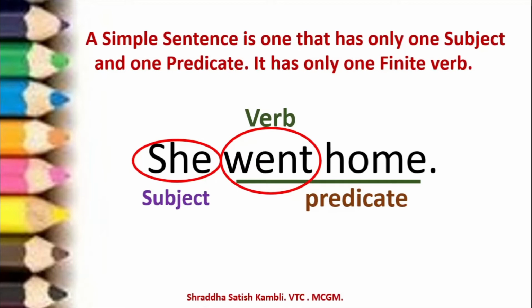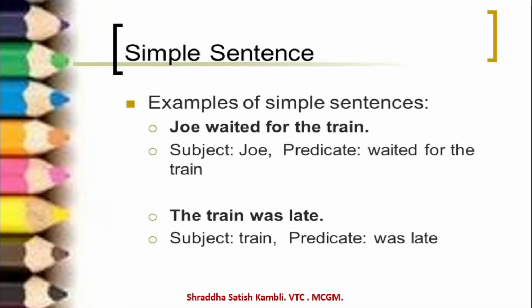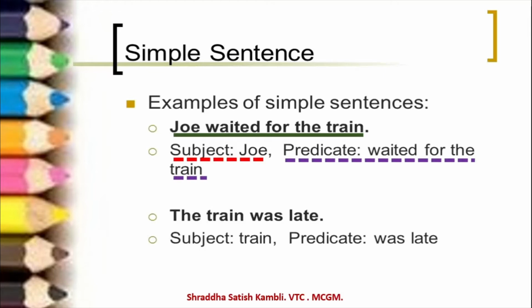See, it has got one subject and it has got one predicate. And it has got only one verb, which is the verb went. Alright? Let us look at some more examples here of simple sentences. So see the sentence, Joe waited for the train. What is the subject? It is Joe. What is the predicate? It is waited for the train. And which is the verb? It is waited, which is the verb.